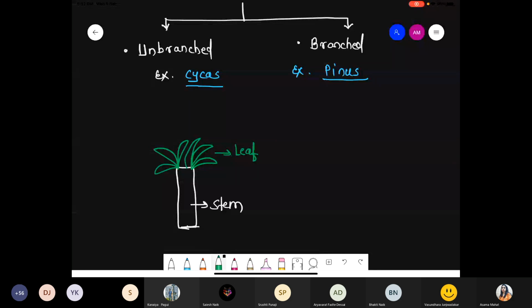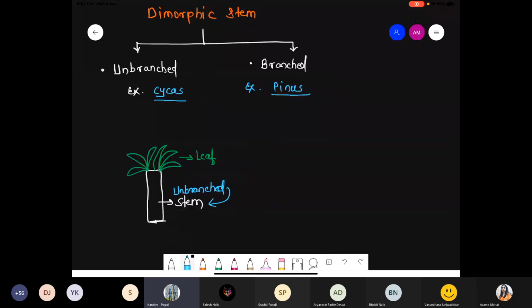If you see the stem, it's very simple, and such type of stem does not show any branching. Such type of stem is simply called the unbranched stem. When you compare this point with pinus, and there is another example also, that is cedrus. In case of pinus as well as cedrus, a branched stem is present. What is the meaning of branched stem? Branched stem is nothing but having different branches.